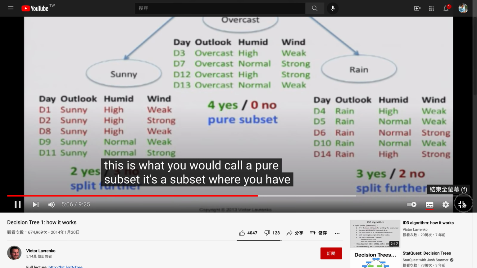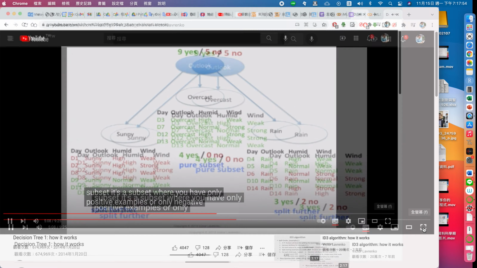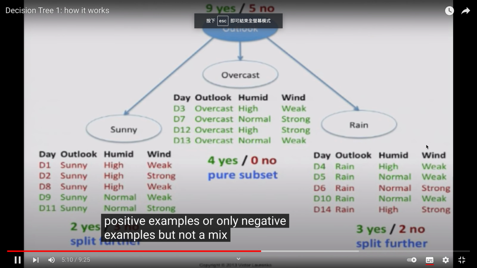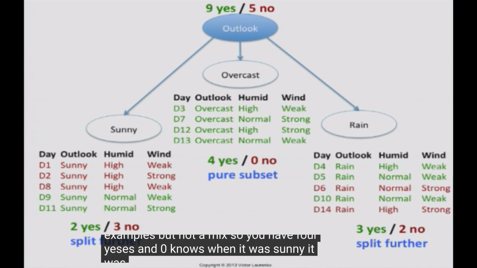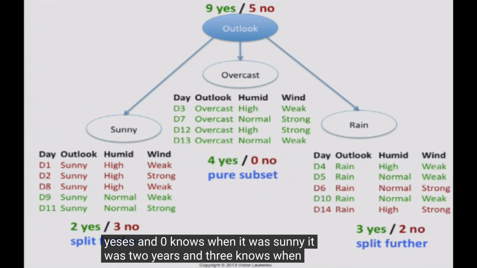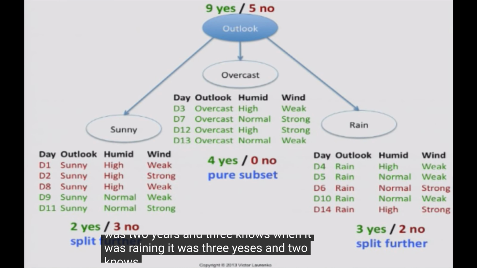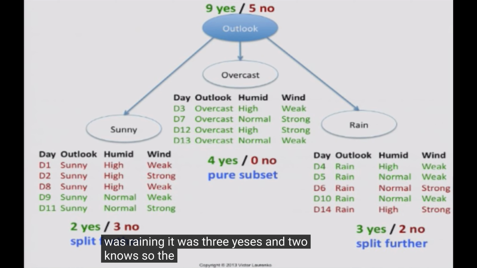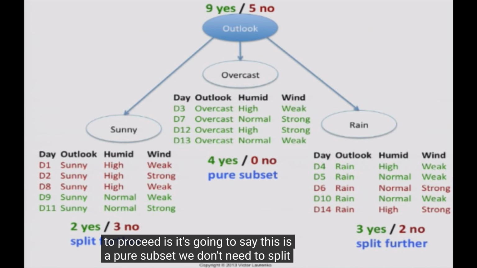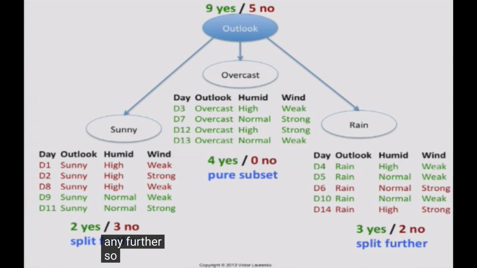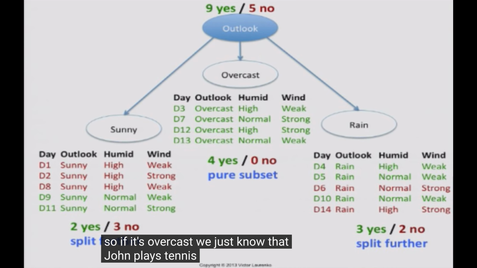It's a subset where you have only positive examples or only negative examples, but not a mix. Right? So you have 4 yeses and 0 nos. When it was sunny, it was 2 yeses and 3 nos. When it was raining, it was 3 yeses and 2 nos. So the way the algorithm is going to proceed is it's going to say, this is a pure subset. We don't need to split it any further. So if it's overcast, we just know that John plays tennis.